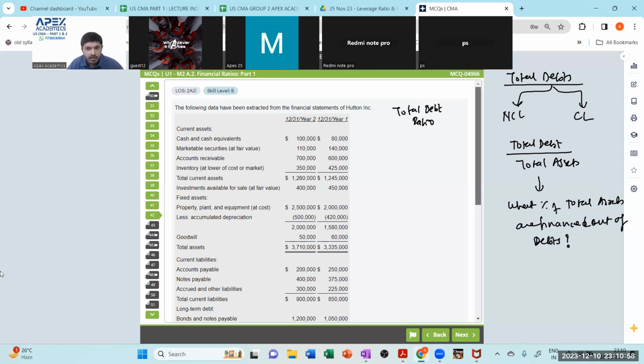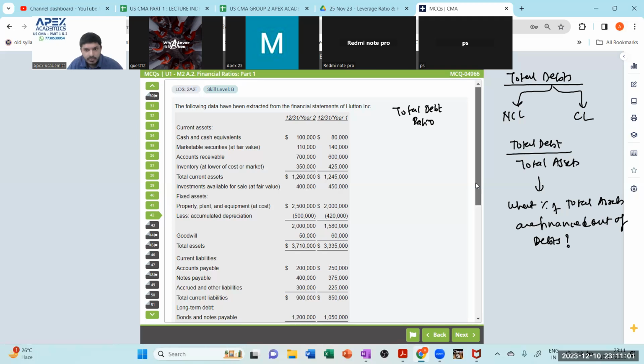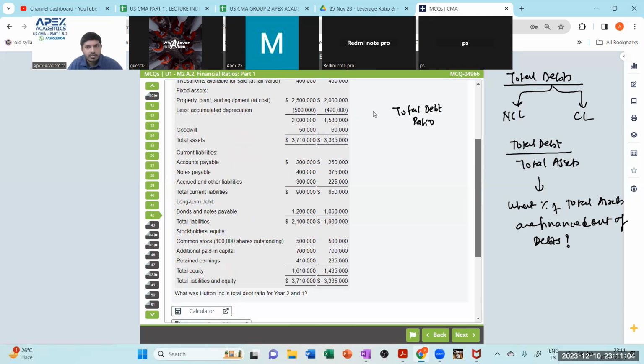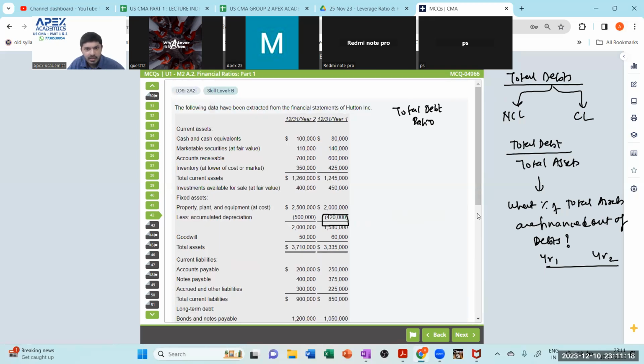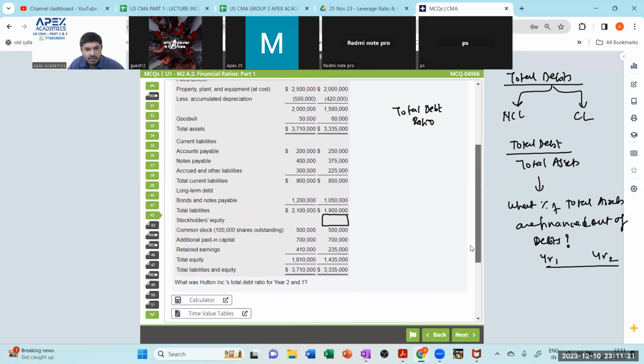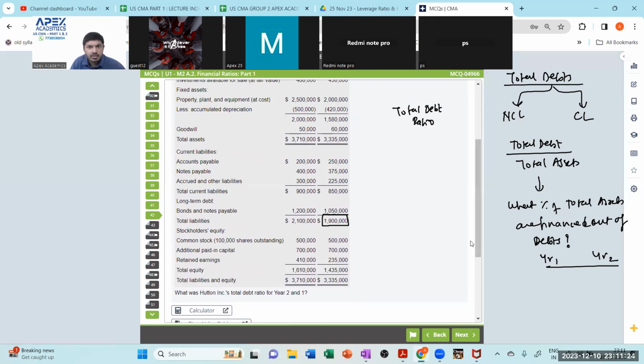In this question, what are your total debts? Let us see over here. Your total liabilities are 19 lakhs in year 1. Pay attention now, this is your total liabilities, how much is it? 19 lakhs. Okay, in year 2 how much? 21 lakhs. No problem. Now I need your total assets.